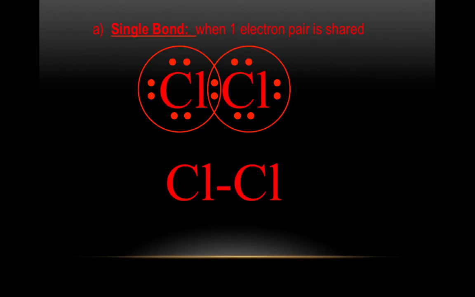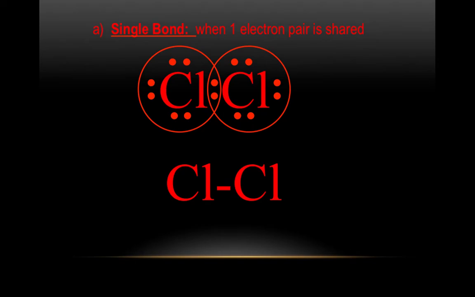So let's go ahead and get this into our notes. A single bond is when 1 electron pair is shared. This is our electron dot diagram of the covalent bond, and here's our abbreviation of it using our single dash right there. Pause me at any time if you need to make sure to get the notes down accurately.